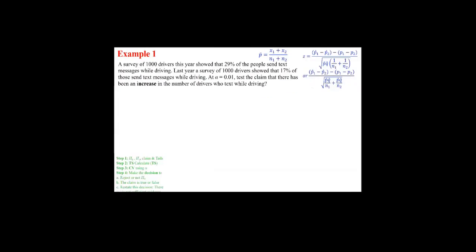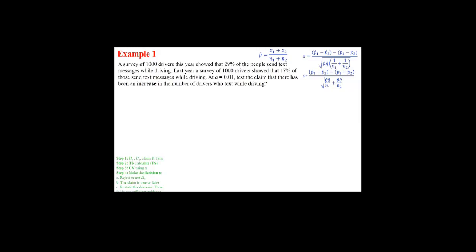A survey of 1,000 drivers this year showed that 29% of the people send text messages while driving. Last year, a survey of 1,000 drivers showed that 17% of those send text messages while driving. At alpha equals 0.01, test the claim that there has been an increase in the number of drivers who text while driving. Let's go through the same process.